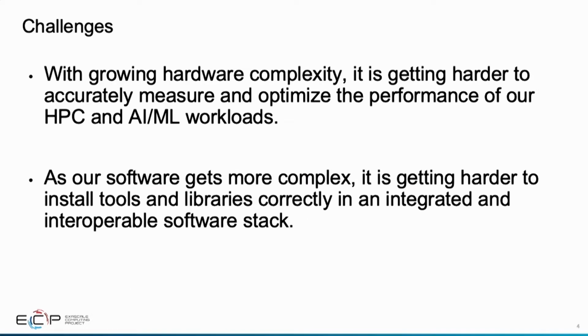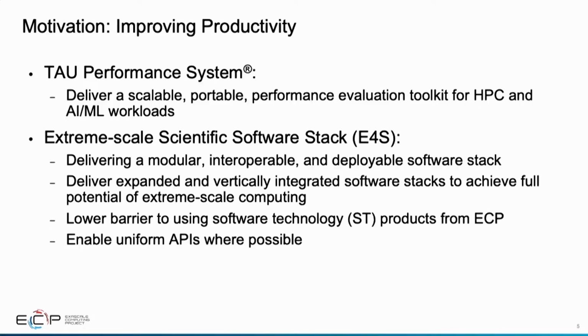So the key problem that we are facing is that as our frameworks get more and more complex, it's getting harder and harder to measure the performance of your applications. Also, it's getting harder to install all our tools in a consistent software stack. So to address those problems, our first tool is the tau performance system that aims to deliver a scalable, portable performance evaluation toolkit.